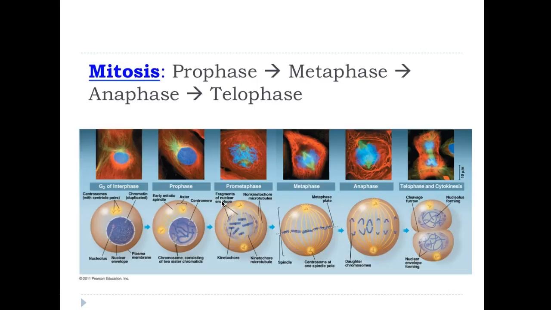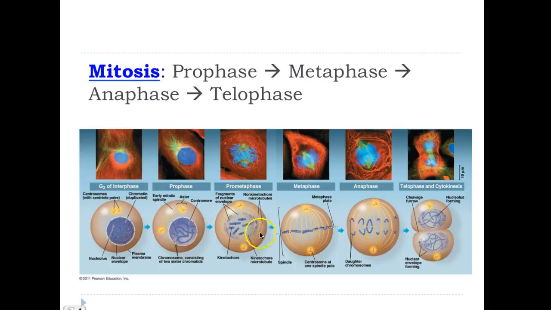So in G2, what happens is the centrosomes, this is an animal cell, of course, with centriole pairs. You have chromatin that is duplicated. In prophase, you have chromosomes consisting of two sister chromatids, with a centromere connecting them. You start to get the aster formation, so the centrioles begin to shoot out mitotic spindle. So you get early mitotic spindle formation.